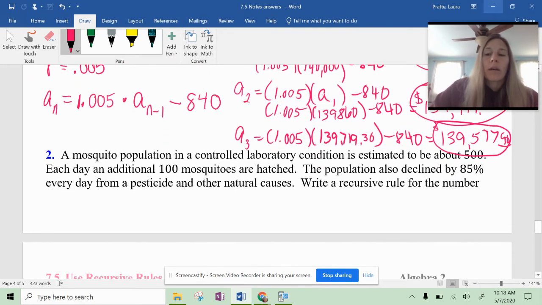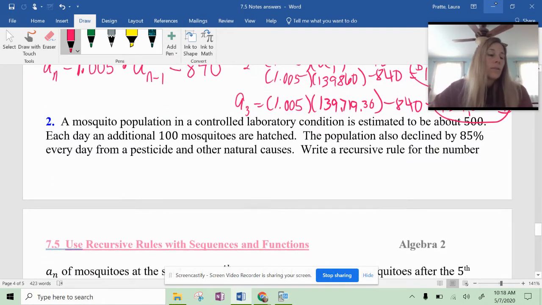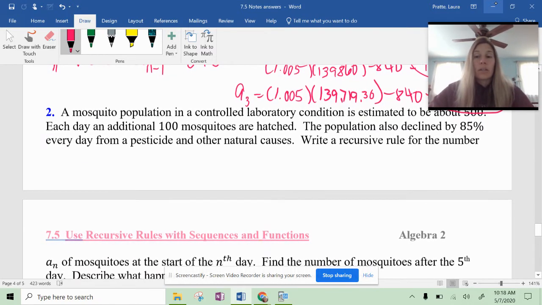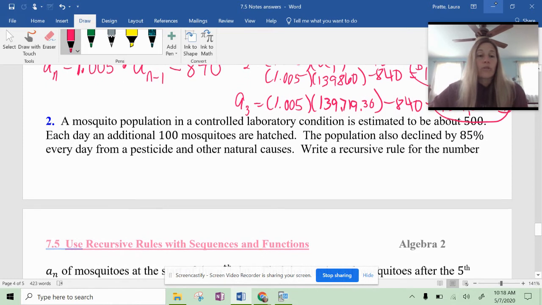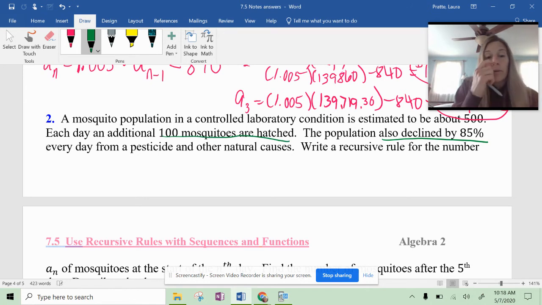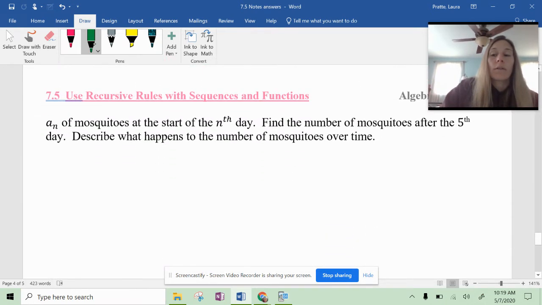All right, so now we're going to try another example. A mosquito population in a controlled laboratory condition is estimated to be about 500. Each day, an additional 100 mosquitoes are hatched. The population also declines by 85% every day from a pesticide or other natural causes. So use a recursive rule for the number of mosquitoes at the start of the nth day. So this time we're looking for the start of the nth day.